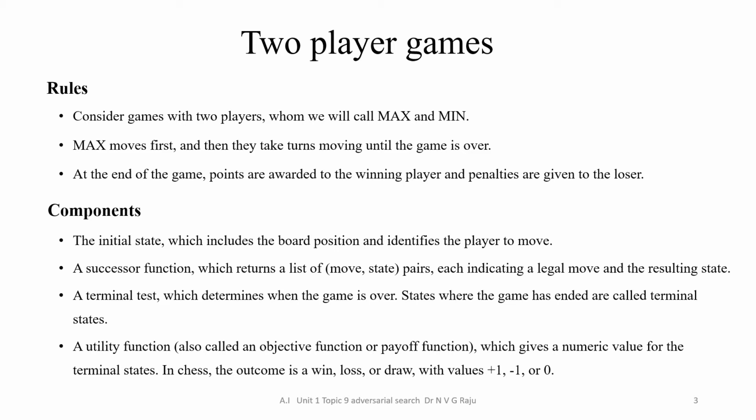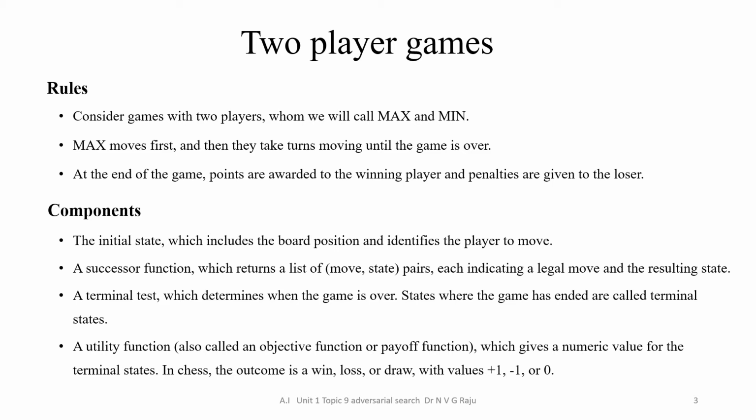The basic components of two-player games are, first, the initial state, which includes the board position and identifies the player to move. Just now we discussed that max always moves first. The second component is the successor function, which returns a list of tuple pairs consisting of a move and its state, each indicating a legal move and the resulting state. The third component is the terminal state, which determines when the game is over.